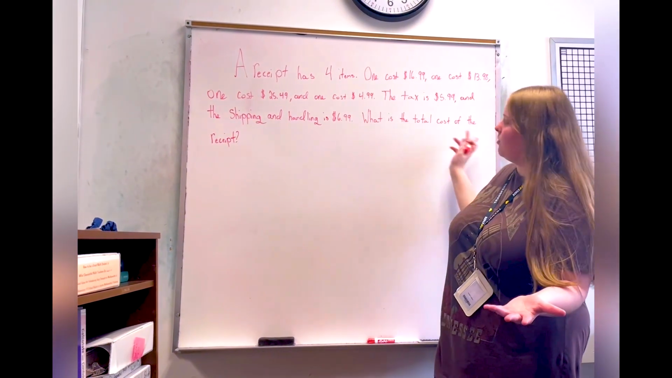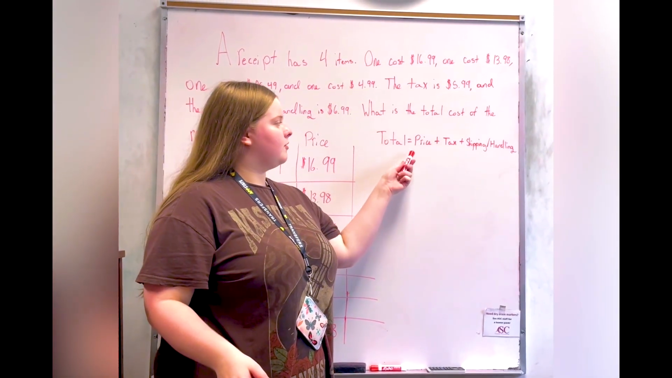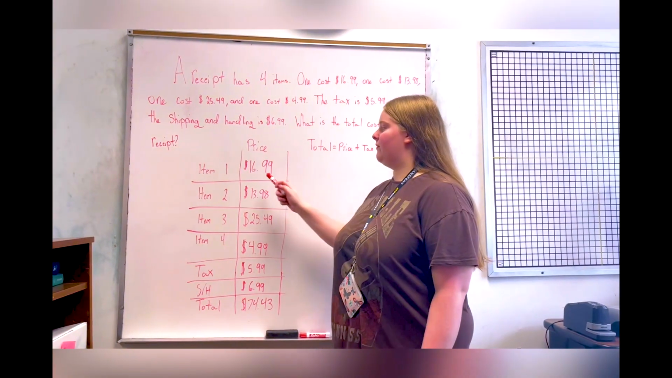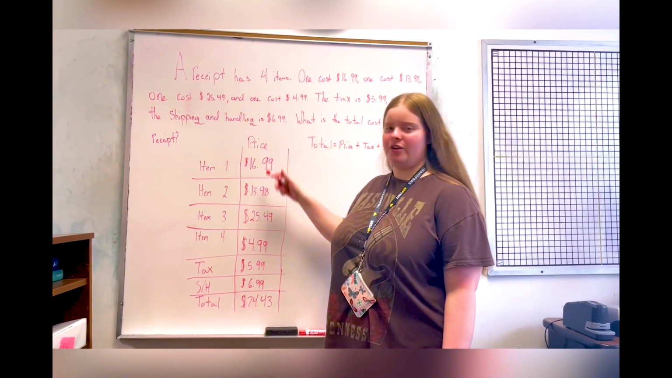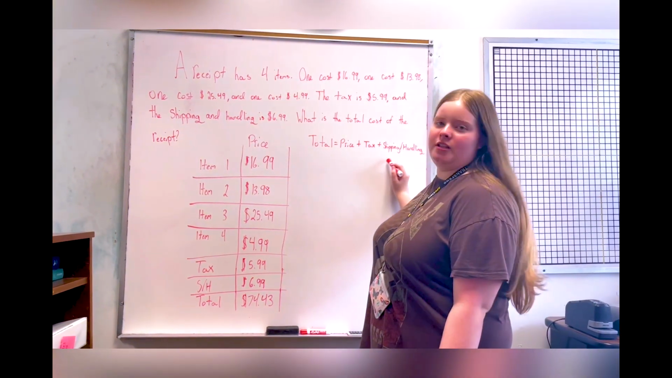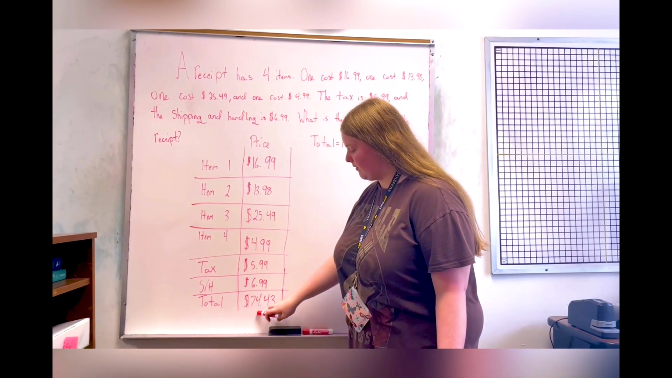So now we need to find the total cost of a receipt. Now Jessica gave me the formula total equals price plus tax plus shipping and handling. So in this chart right here, we have the price of each item, the price of a tax, and the price of a shipping and handling. So all we have to do is add all of these together. So once you add all of them together, your total will be 74.43.